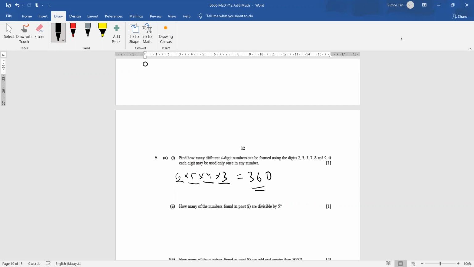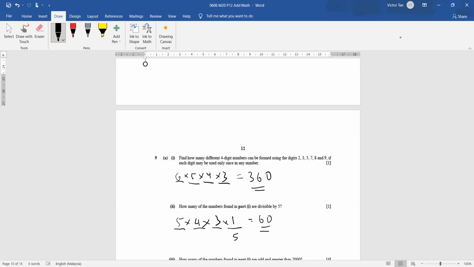That is the solution. How many of the numbers found in part 1 are divisible by 5? Okay, so if they're divisible by 5, that means the last digit must be a 5. Because only one choice. So after choosing 5 here, you have 5 choices: 5 times 4 times 3 times 1, which is 60.